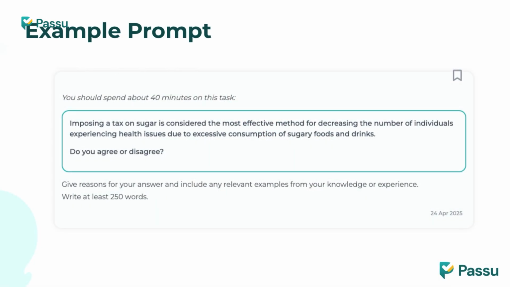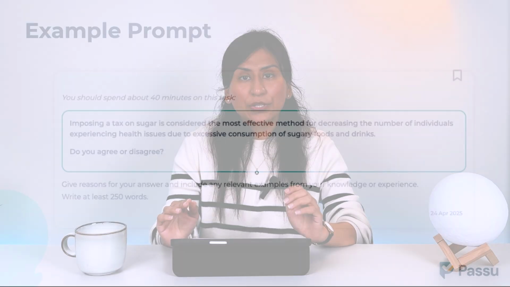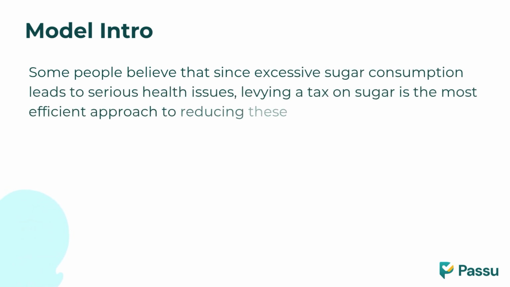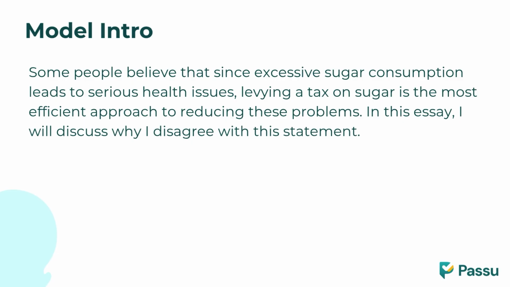Let's say the question is, imposing a tax on sugar is considered the most effective method for decreasing the number of individuals experiencing health issues due to excessive consumption of sugary foods and drinks. Do you agree or disagree? Your introduction could be, some people believe that since excessive sugar consumption leads to serious health issues, levying a tax on sugar is the most efficient approach to reducing these problems. In this essay, I will discuss why I disagree with this statement. Short, focused, and effective.